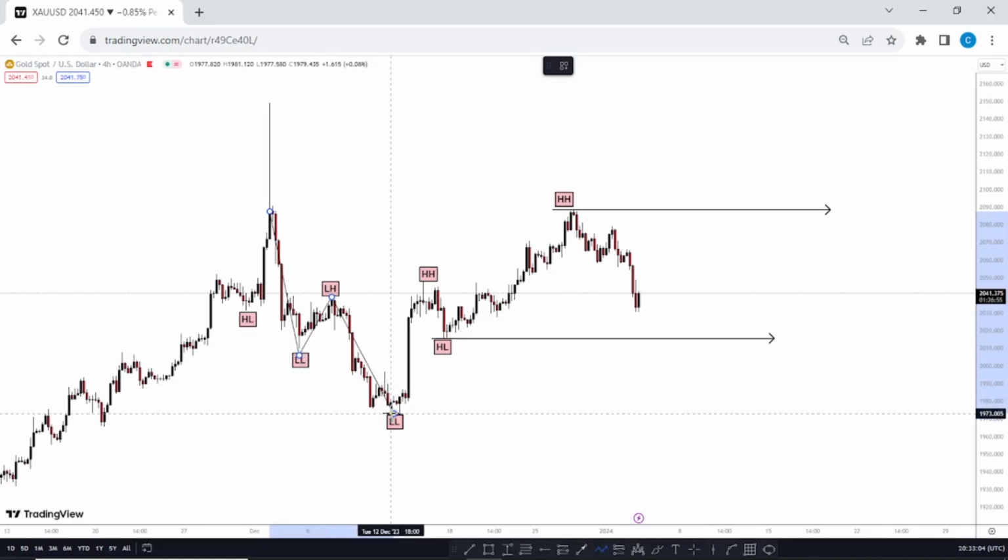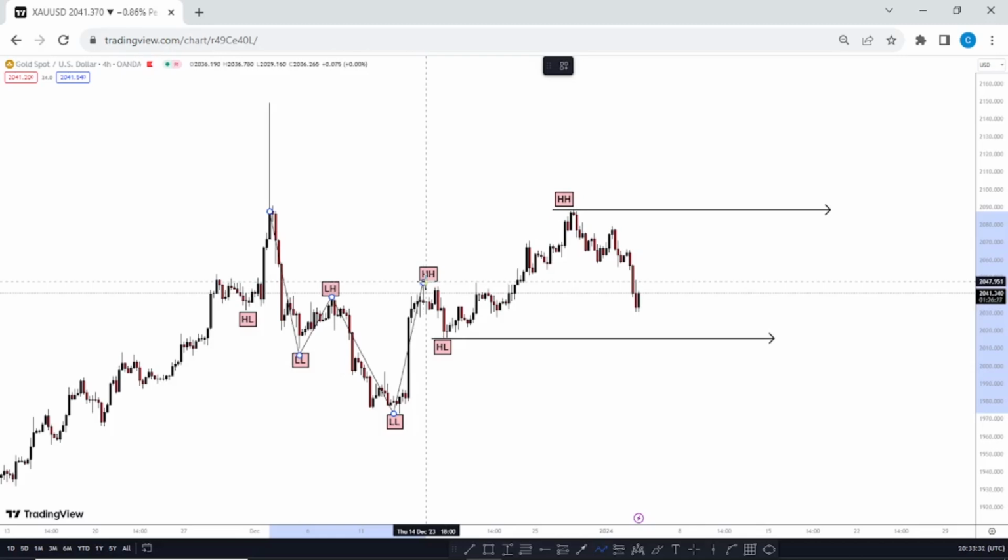After this low was created, what did price do? Price pushed up to create a new higher high. Why is this a higher high? Because this high is higher than that of its previous lower high. So now this high becomes our new higher high, or this high closed above this previous lower high. So now this becomes our new higher high.